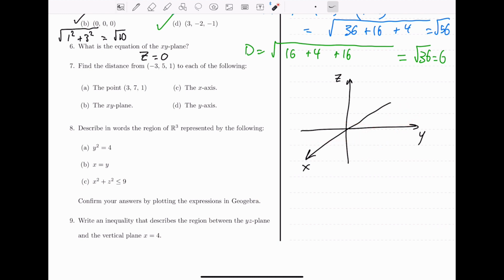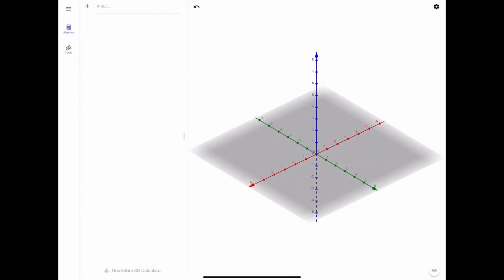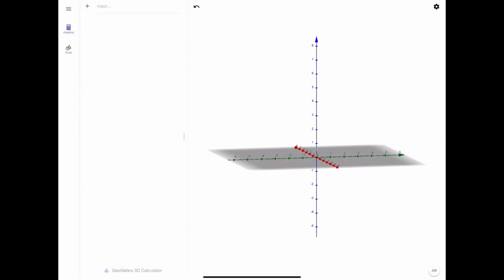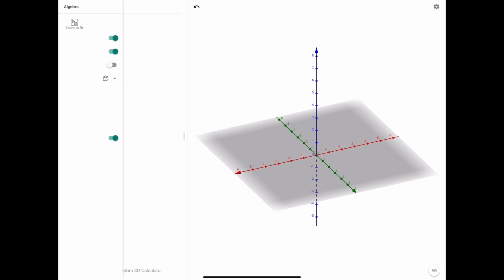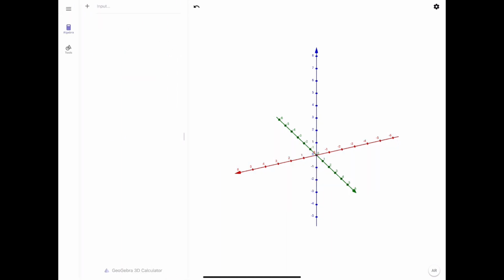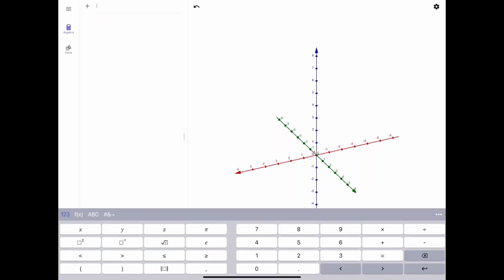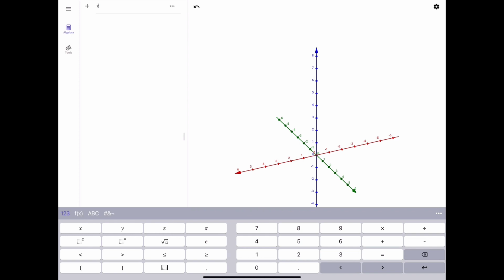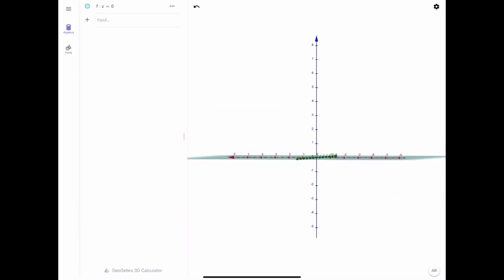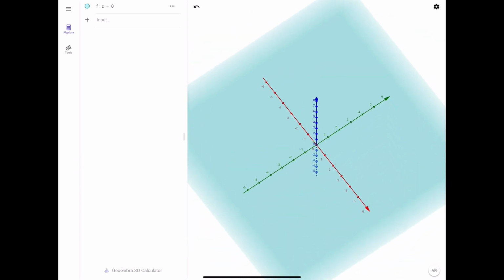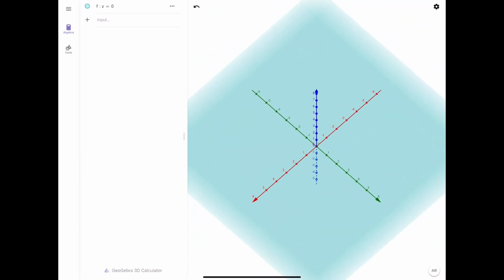Let's take a look in GeoGebra. When you go to GeoGebra, it actually shows you the xy plane by default. You can turn that off in the settings. And we just found that the equation for that xy plane is z equals 0. There it is. As long as z equals 0, x and y can be anything at all, and we get the equation of the xy plane.